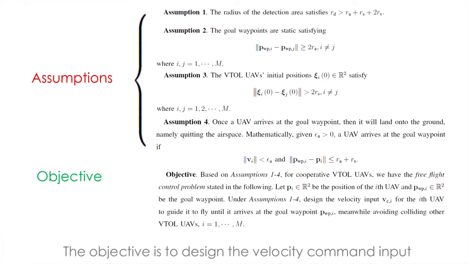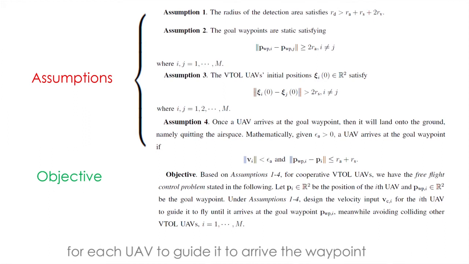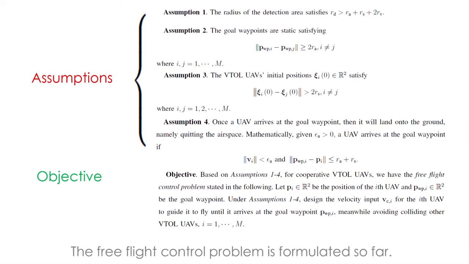The objective is to design the velocity command input for each UAV to guide it to arrive at the waypoint, meanwhile avoiding colliding with others. The free flight control problem is formulated so far.